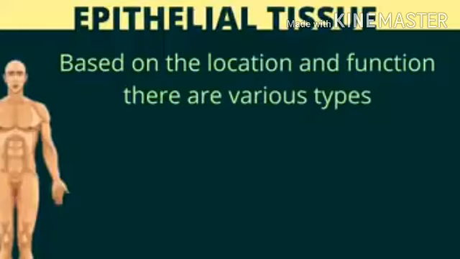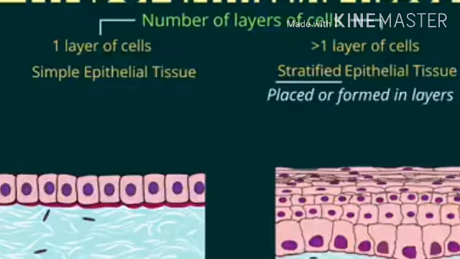Based on the arrangement of layers, cell shape and functions, the epithelial tissues are of the following types. On the basis of the arrangement of layers, epithelial tissues are of two types, that is simple epithelium, in which the cells are found in a single layer, and when this tissue consists of more than one layer of cells, it is called compound epithelium or stratified epithelium. On the basis of the cell shape, epithelial tissues are of the following types.